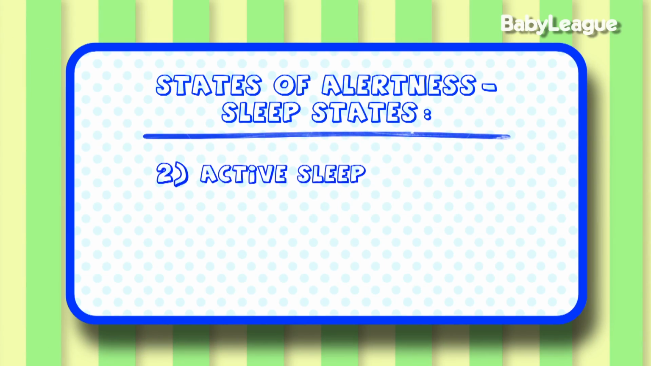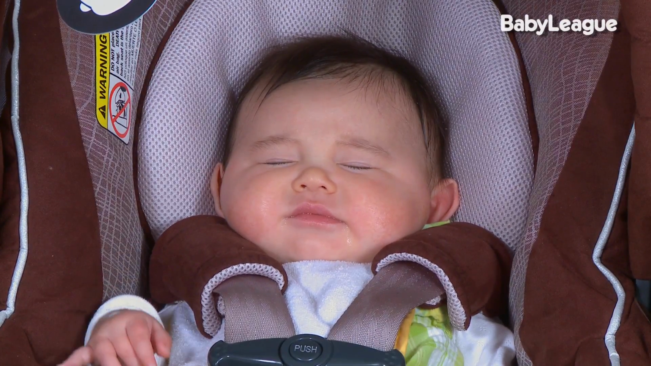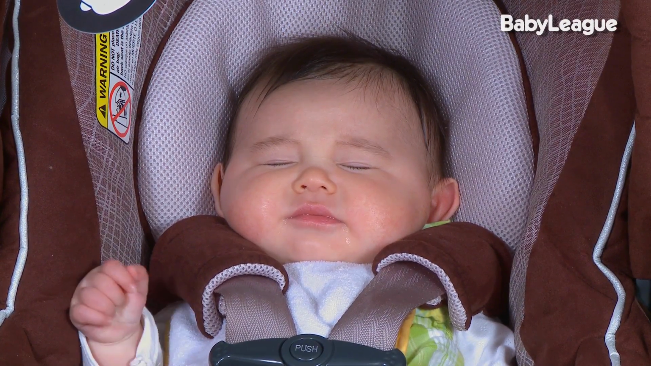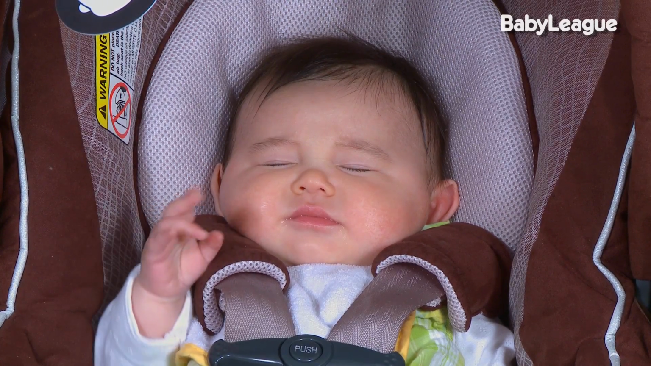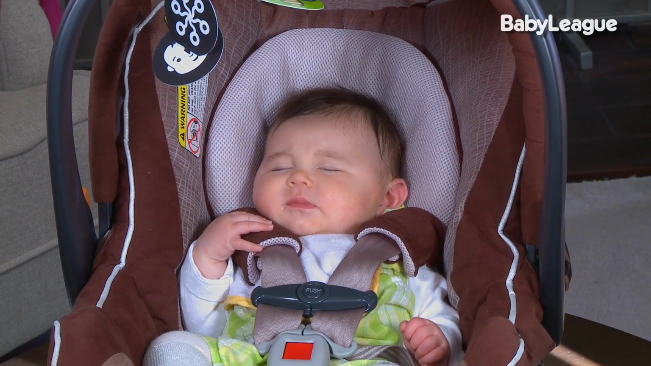The second type of sleep state is the active sleep. This is the highest percentage of sleep for a baby. This is their REM sleep, their rapid eye movement. Their eyes are gonna open and close, their face is gonna move, even their body is gonna move around a lot, and they're gonna be really noisy. This is the time during sleep where the information they've accumulated during the day is processing and getting stored into their brain.